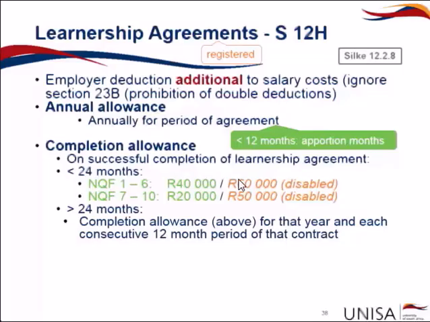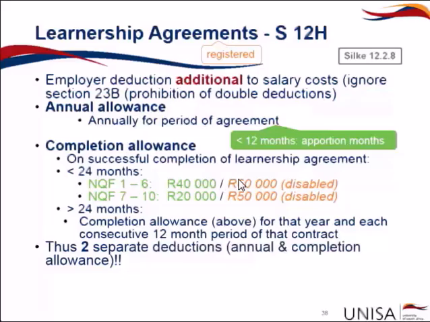So if you think of, let's say, your normal articles contract, it usually is for 3 years and it would qualify as a learnership agreement. Therefore, the employers, in the year that you complete your learnership, you complete your articles, they would get, we are in NQF level 7 and up, so they would get 20,000 times 3, because that is how many consecutive years you have done your articles for.